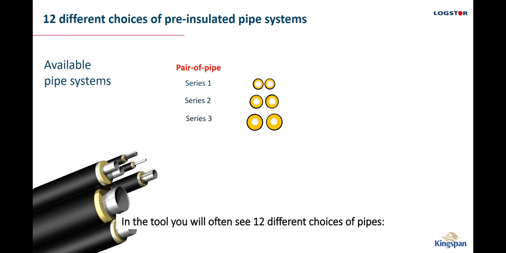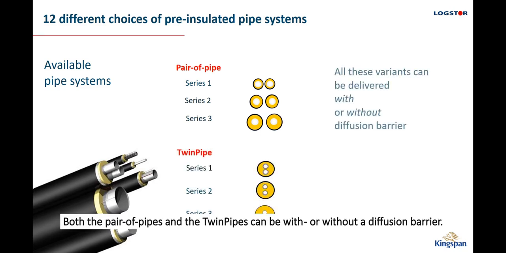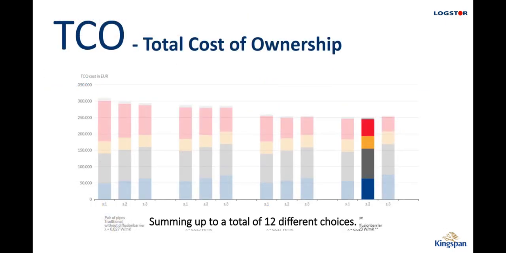In the tool you will often see 12 different choices of pipes. Pair of pipes. Twin pipes. Both the pair of pipes and the twin pipes can be with, or without, a diffusion barrier. Summing up to a total of 12 different choices. Let's have a look at the tool.